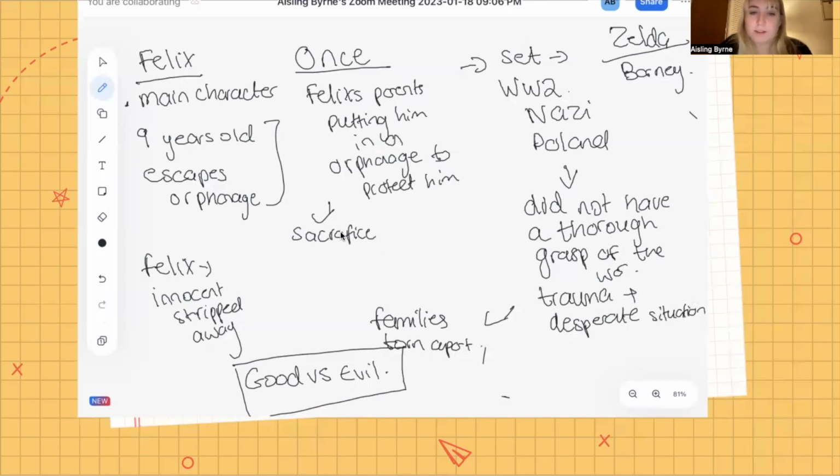So it's mentioning themes like sacrifice, families being torn apart. Felix here, his innocence is being stripped away. It has an overall theme of good versus evil that we're going to have to mention, like the good in humanity and the evil in humans, and how humans just are at the root. Because there's always good and there is always evil, and that comes out in the real world and also in the world of fiction.